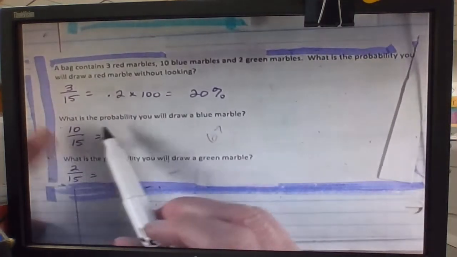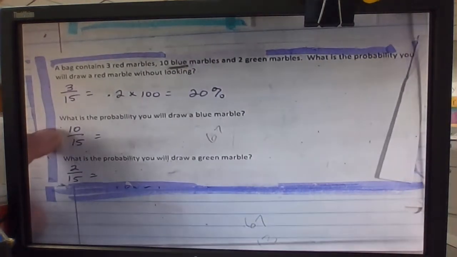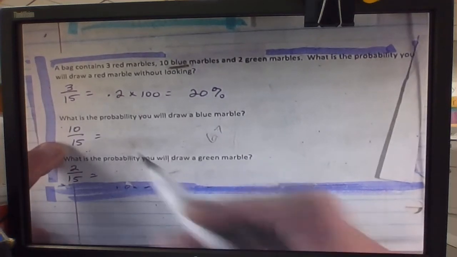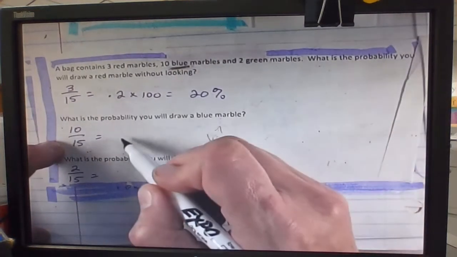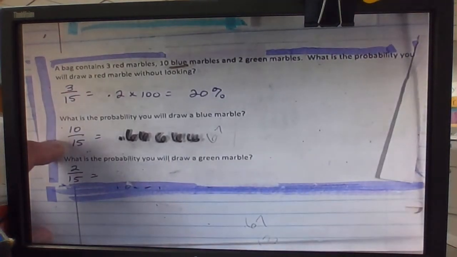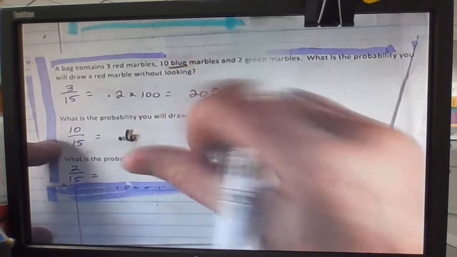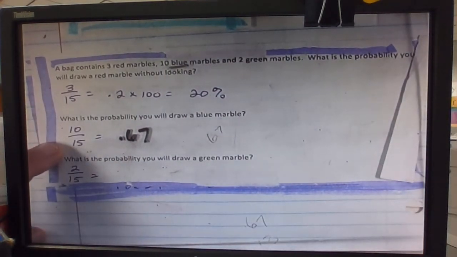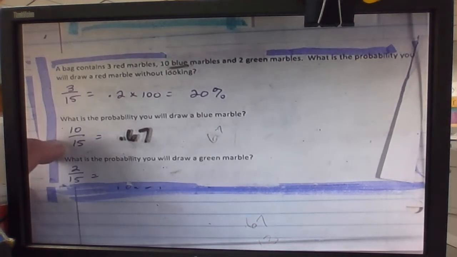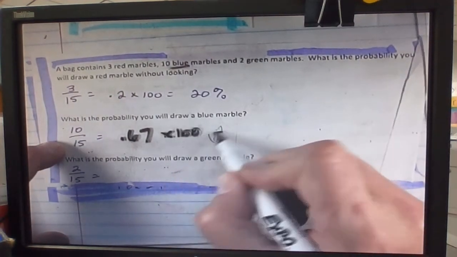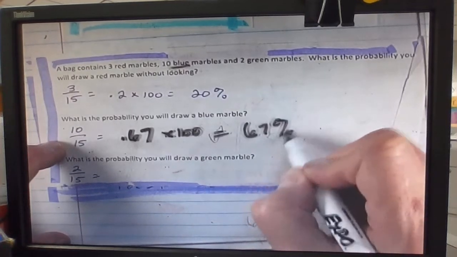So the next one, I have 10 desired, 10 blue that I could pull out, 15 total. 10 divided by 15 was 0.666666 repeating. So that's when we round to 2 numbers after the decimal. Since it's 66666, 0.67. Times 100 gives us 67%.